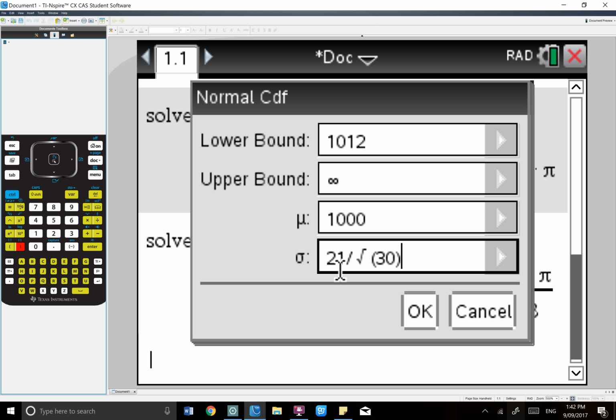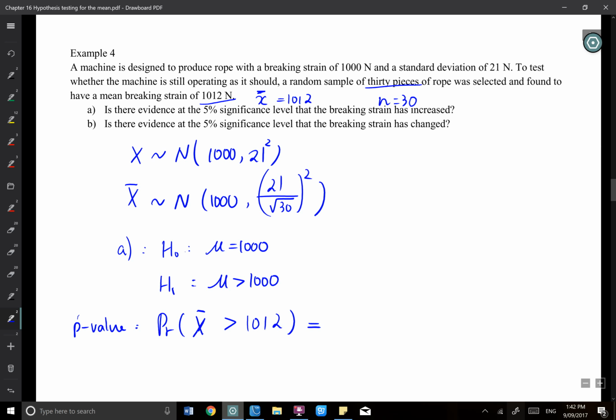Okay, you are talking about the x bar distribution, not the x distribution. So you must take the n into consideration, what is the standard deviation now for x bar. Okay, and then press enter. What do you have? 0.00087. That's the p-value. When you talk about whether I can reject or not reject, I must talk about the p-value. So the p-value, the probability of getting greater than that, is 0.00087. Do you think you can reject it?